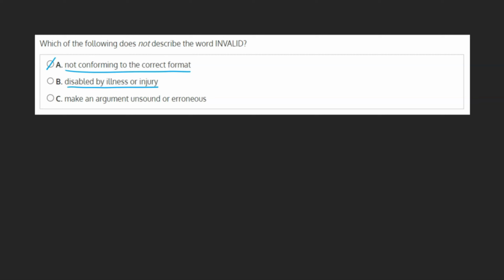B. Disabled by illness or injury describes invalid. Although it's a different pronunciation, the spelling is the same, and we can mark this off as well, as it's a legitimate definition of the word.